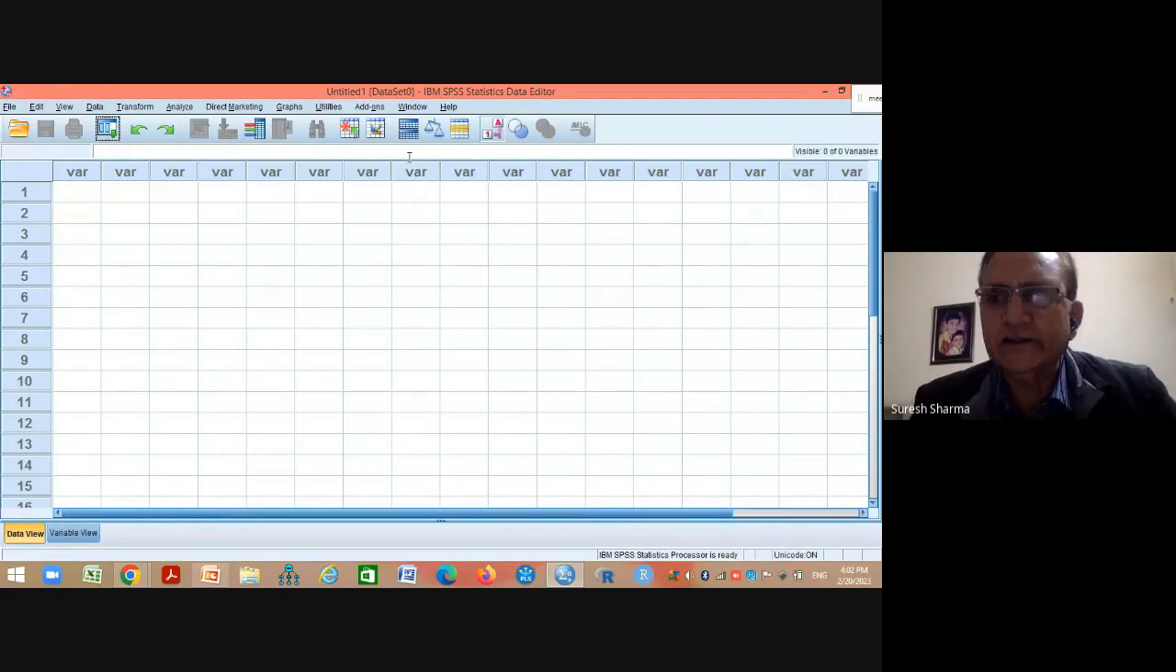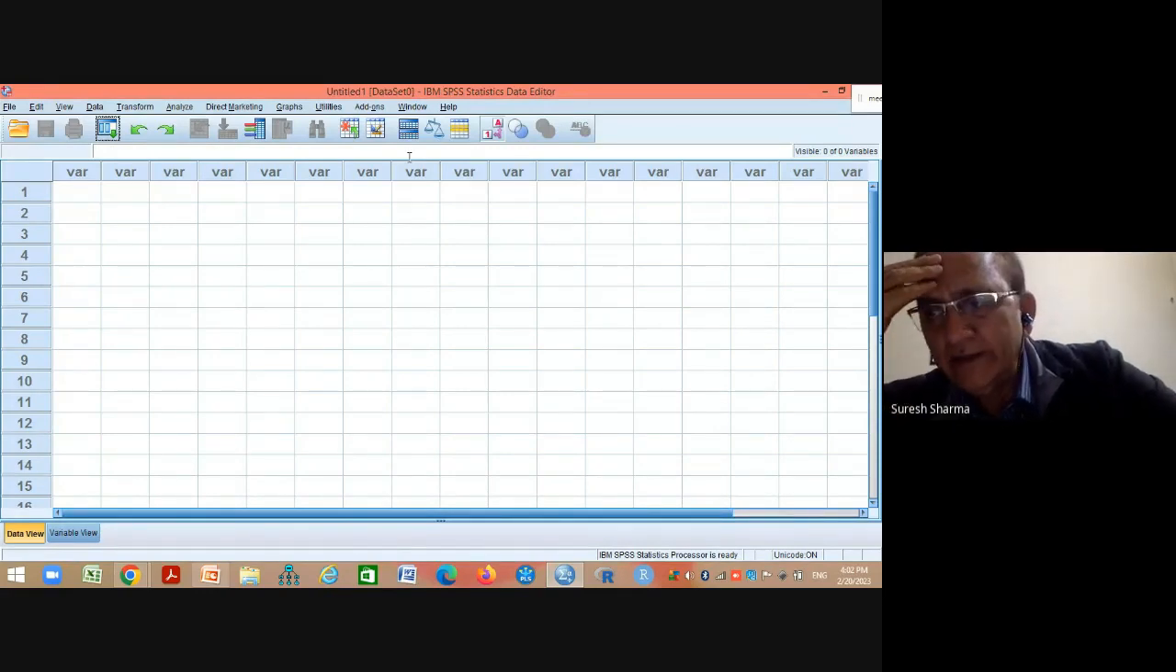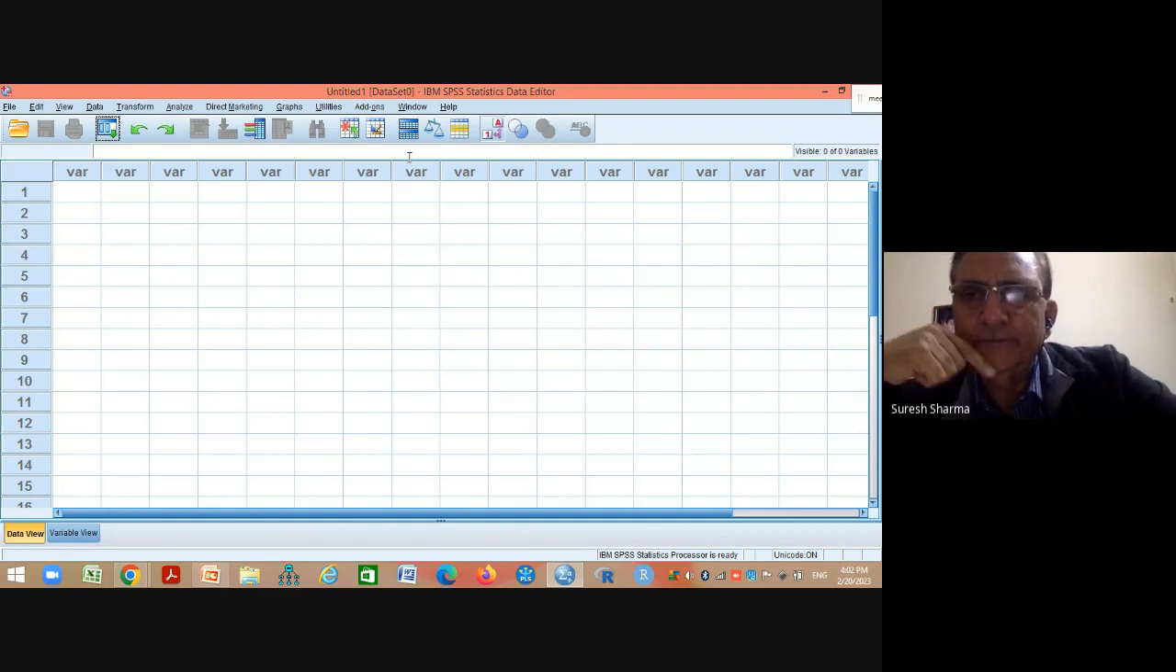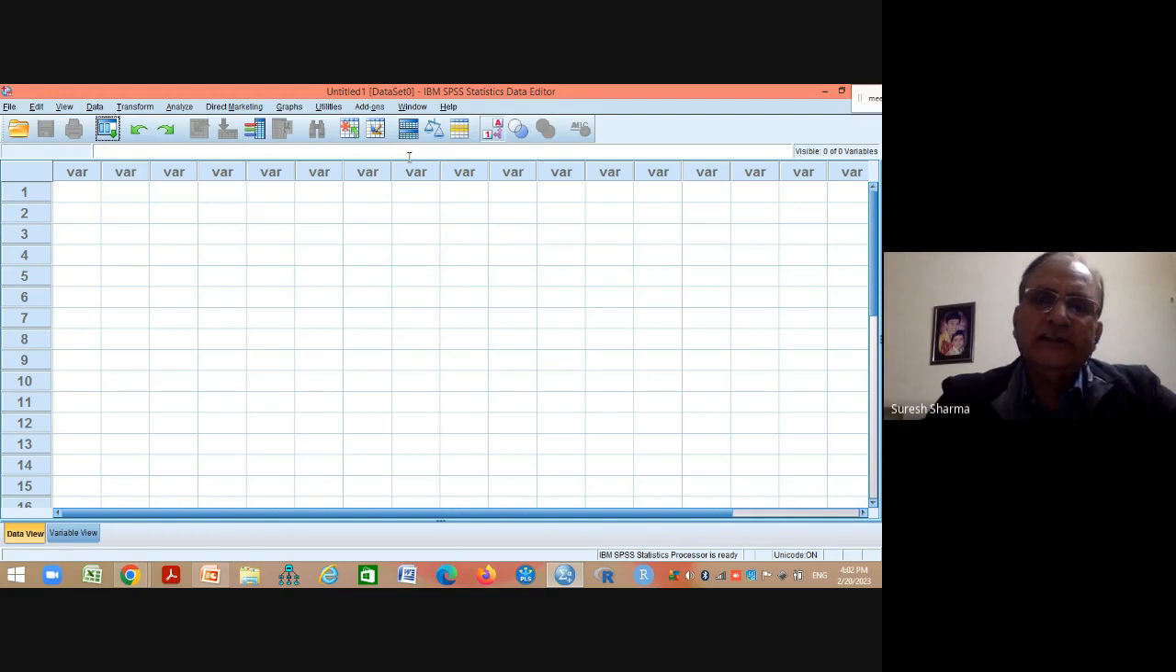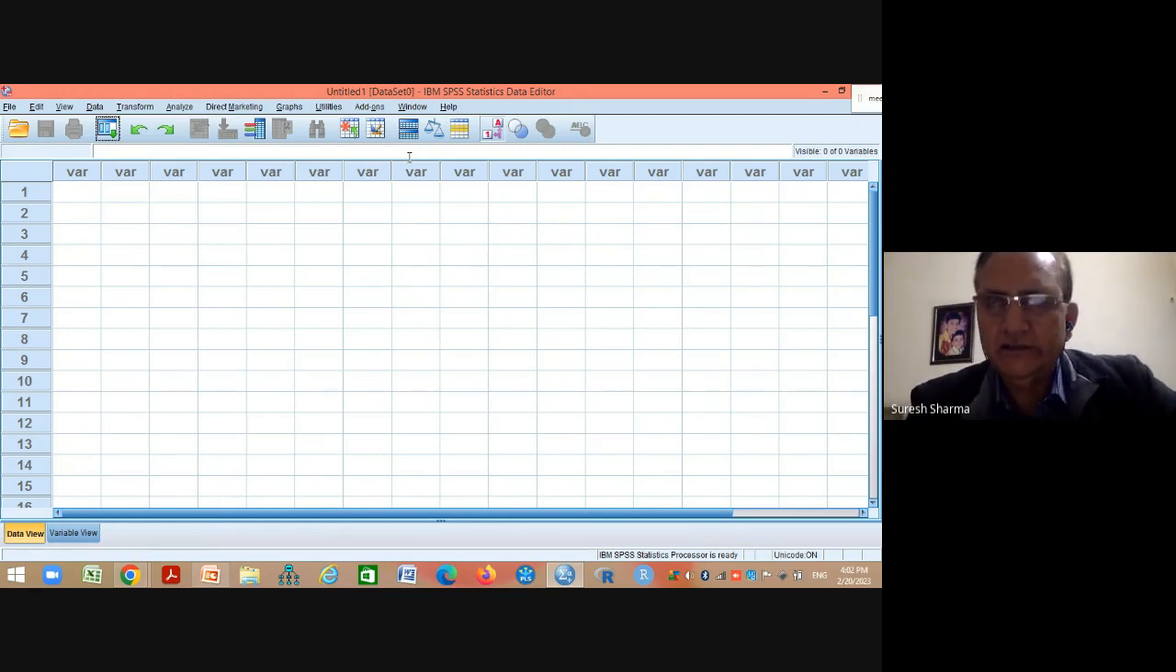Now, there are two ways to enter the data in SPSS. One is you can directly enter the data in SPSS. Another is you can import the data from some other file, like an Excel file. So I will teach you both ways: how to enter the data manually, as you do in Excel, and then how to import the data from some other file.